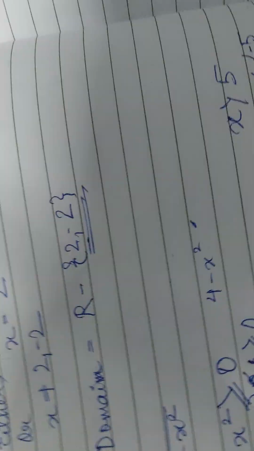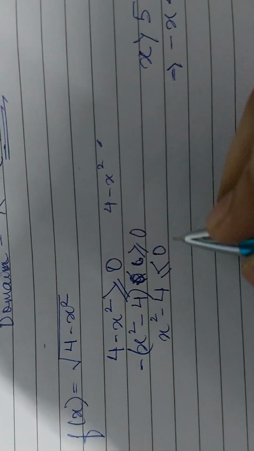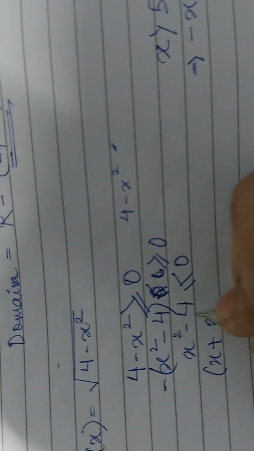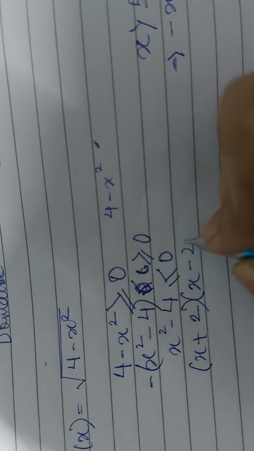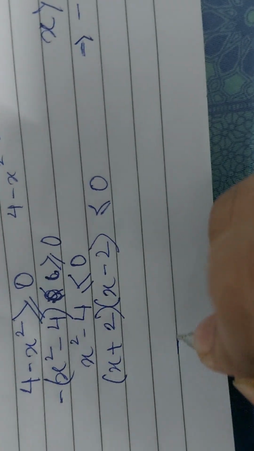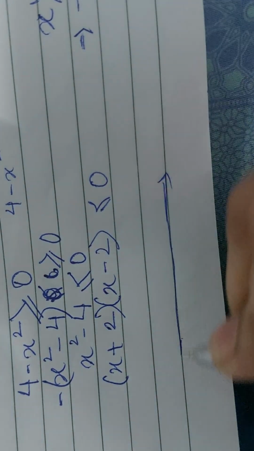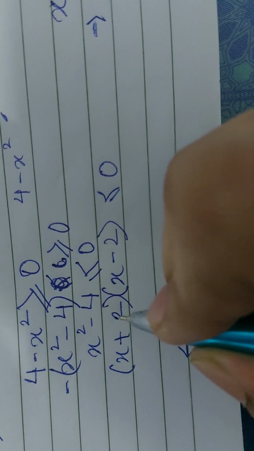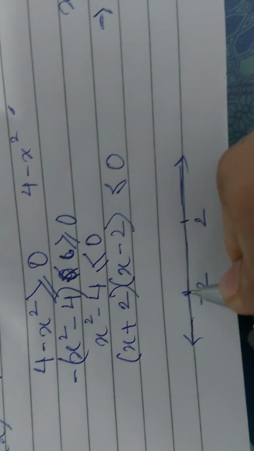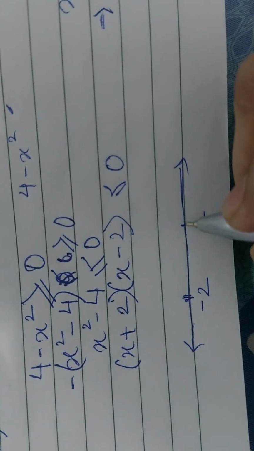Now coming back to our domain, we can see x square minus 4 has to be either lesser than or equal to 0. We can now break it up into a square minus b square equals a plus b into a minus b form. Now we use the method of intervals. In the method of intervals, you have to plot these numbers, 2 and minus 2. These points are called the critical points. You have to plot these points.